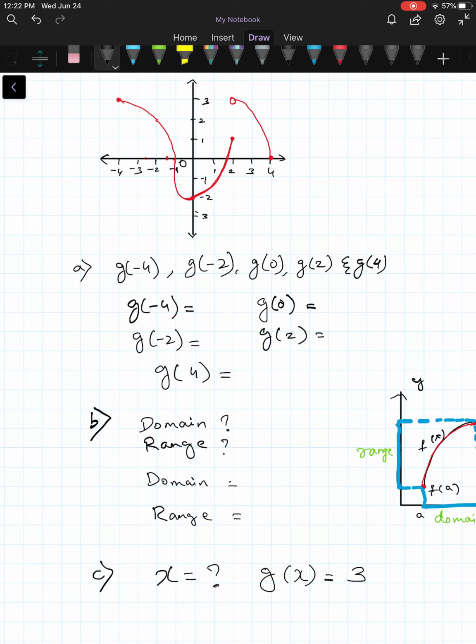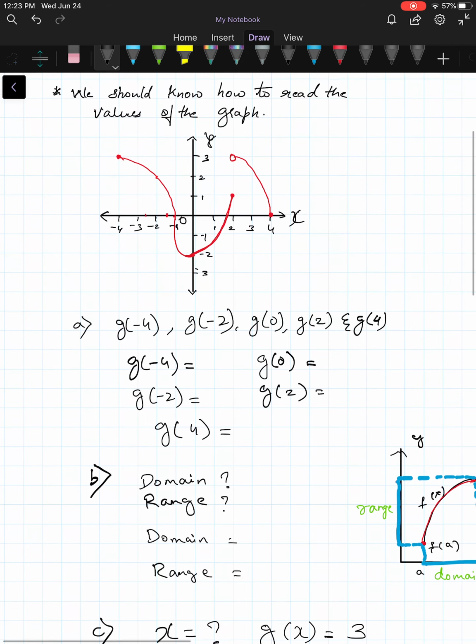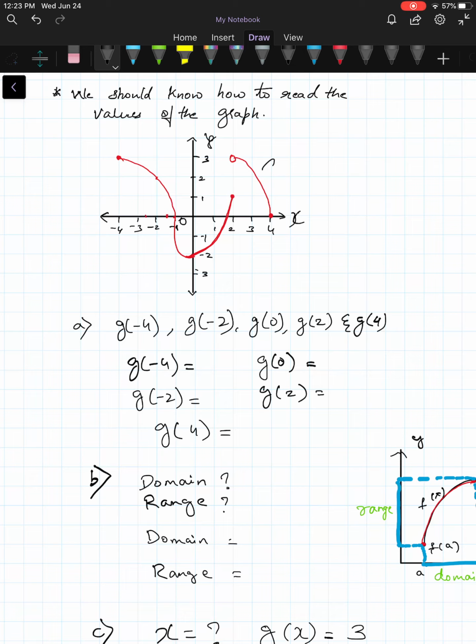So here you have a graph. Here you have the x-axis and the y-axis. You have the following questions that you need to answer, that is, find out the values of this graph, which they call G.